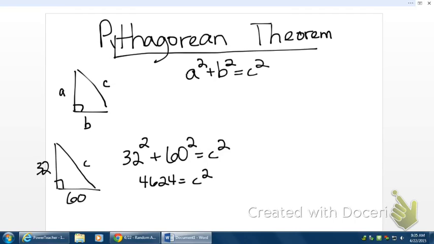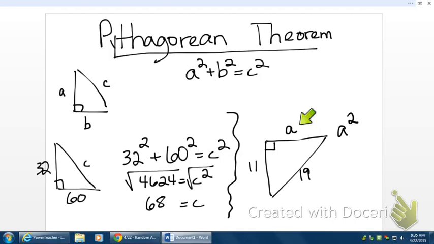How do we solve for C? You divide or square root? Yeah, square root. If C is squared, the opposite of squaring it is taking the square root. So to get C by itself, you have to take the square root of it and take the square root of the other side also. What is that? 68. So the length of C is 68.